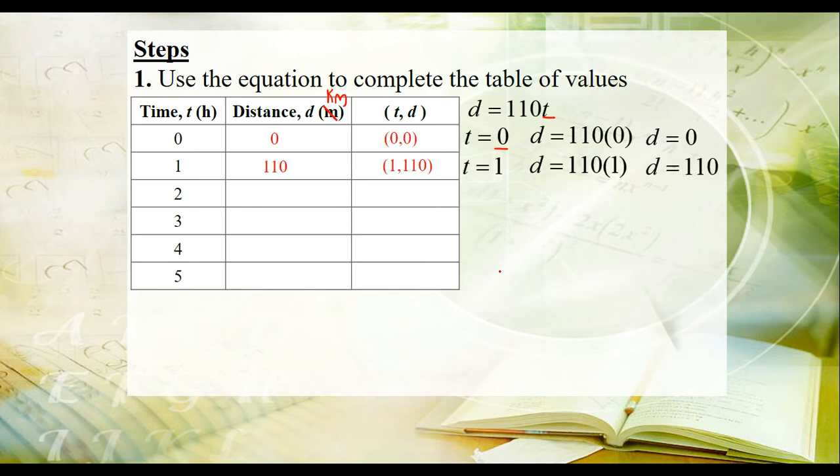Where are we at here? I think we were at t equals 2. Okay, so 110 times 2 would be 220. Then you'd have 220 kilometers. And my ordered pair would be 2, 220.